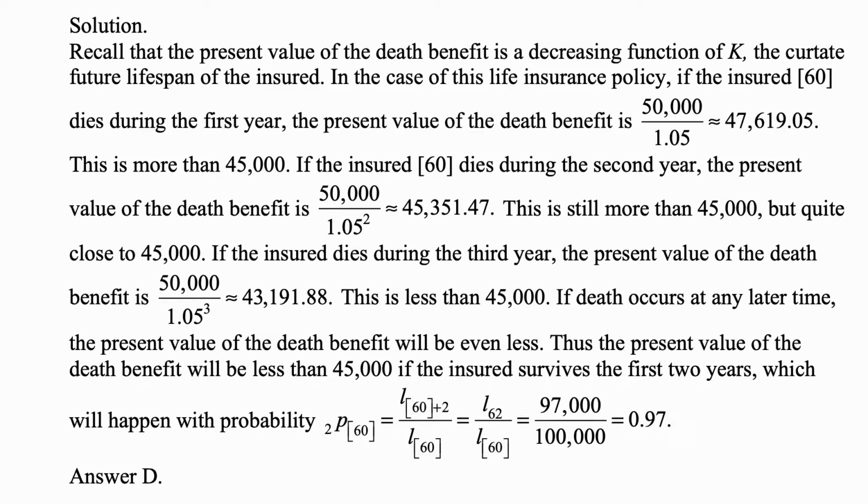But of course, after 2 years, the mortality of this person reverts to regular mortality. So L[60]+2 is the same as L62. So this is just L62 over L[60], which is 97,000 divided by 100,000, and that's 0.97, which is answer D.